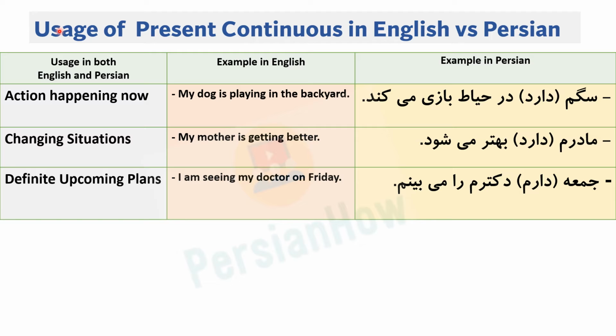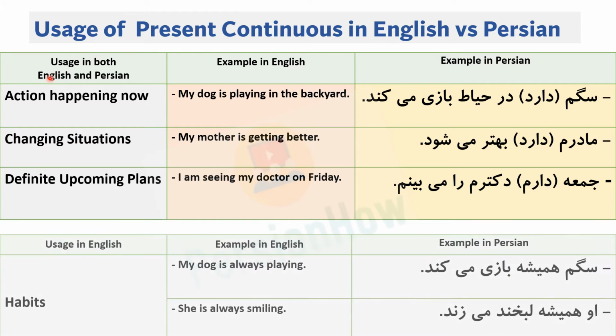But there is also a difference between the usage of present continuous in Farsi and English, and it's in habits. In English, it is also used for habits as well. For example, my dog is always playing. So we have is and then playing. So that's present continuous, right? And it is used with the time adverb always, which is referring to habits. But in Farsi, we cannot do that.